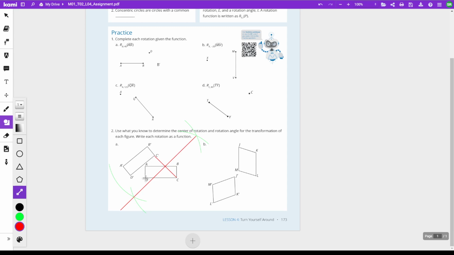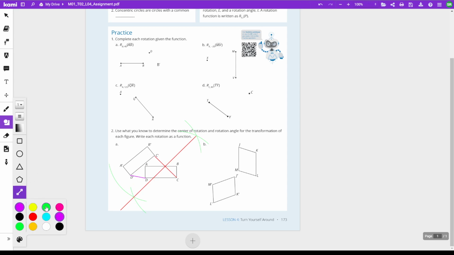Let's go ahead and make another line segment between two corresponding points. I'm going to pick D and D prime here. Okay, so same thing. We just connect the two corresponding points with a line segment. This one's going to be purple. And now we're going to draw the perpendicular bisector to this line segment.